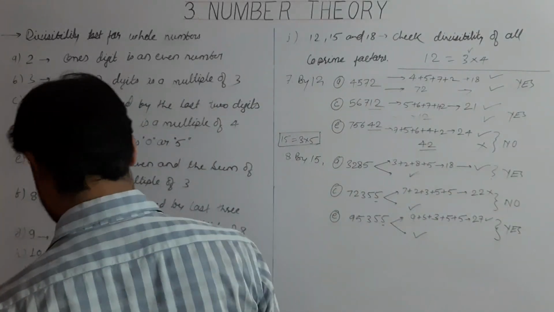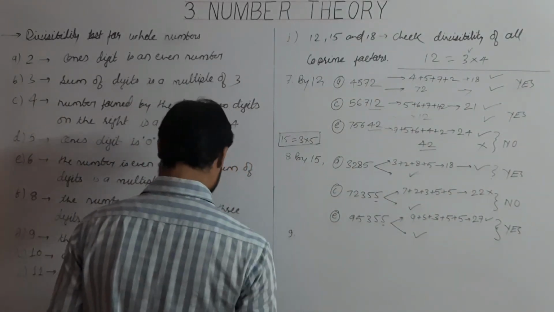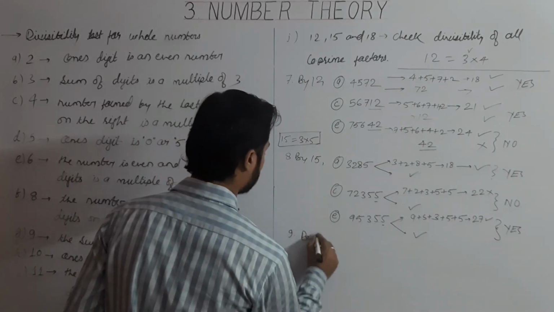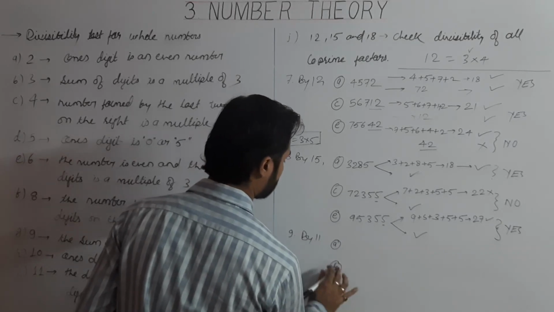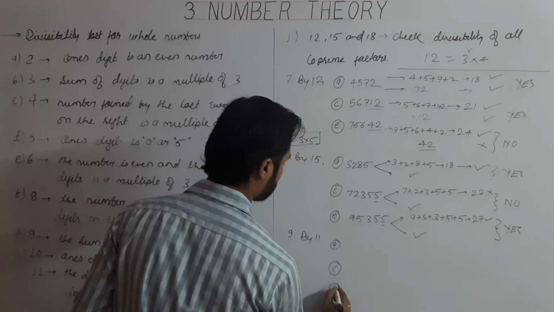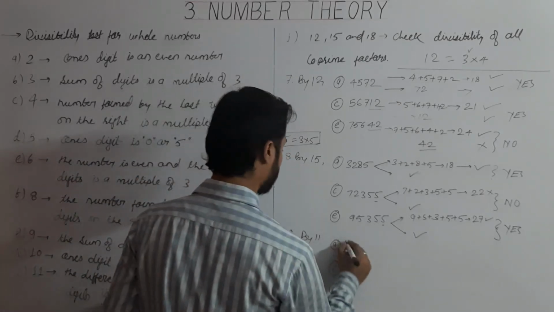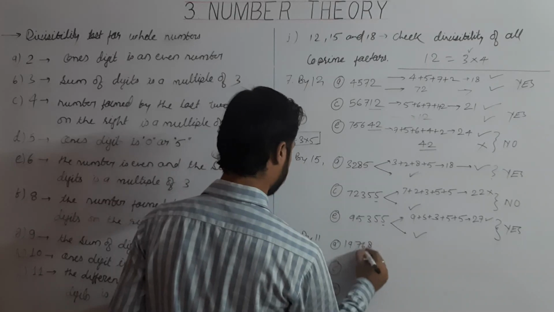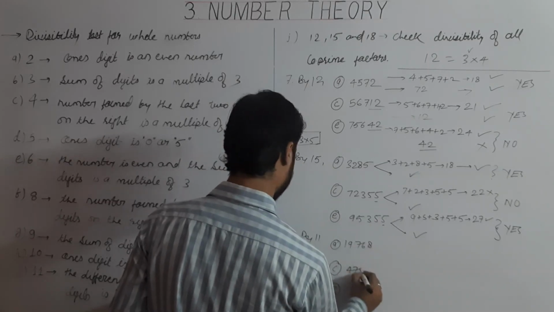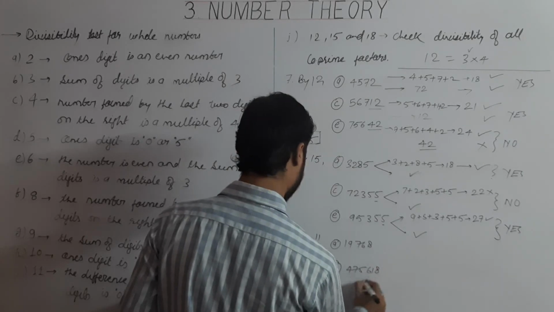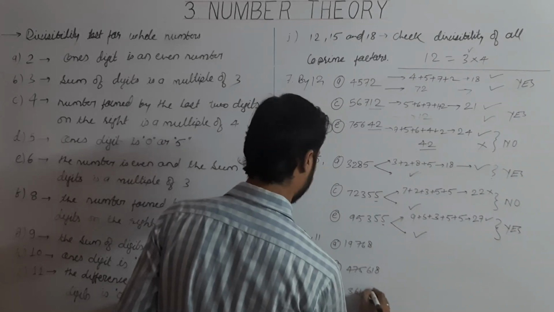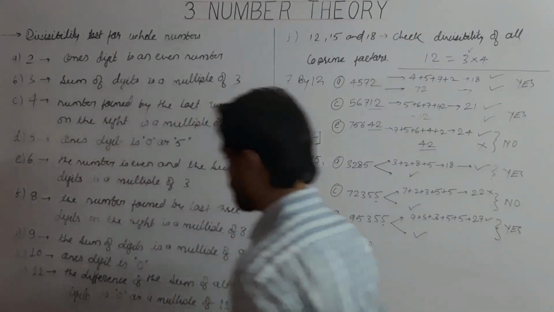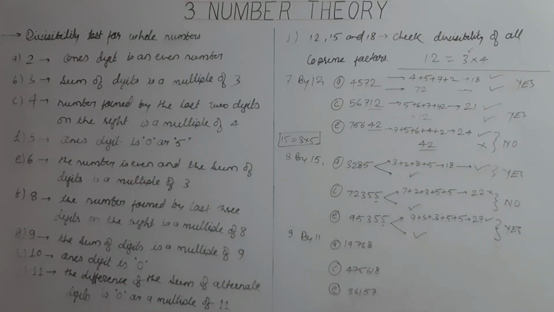Now, next question, question number 9. By 11. Part A, C and E. First number 19768, then 475618, and 36157. These are numbers. Now for 11, the difference of sum of alternate digits is 0 or a multiple of 11.